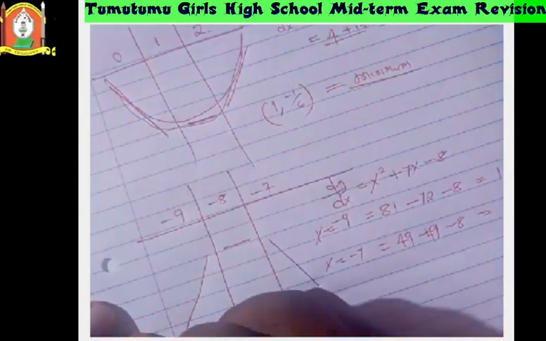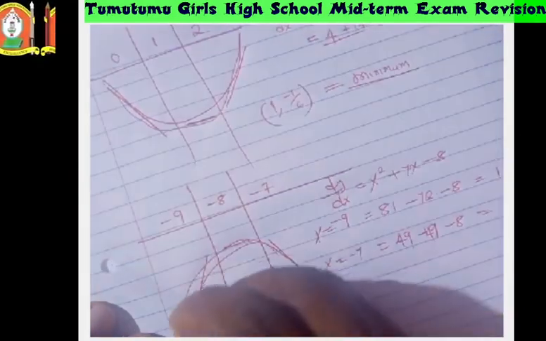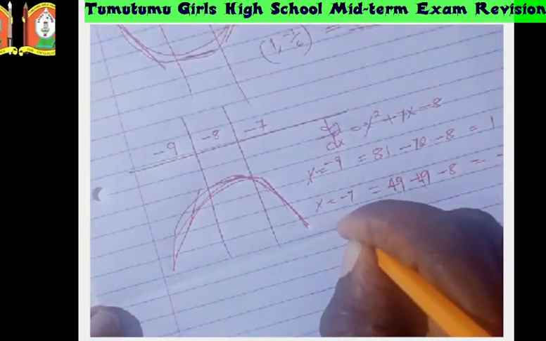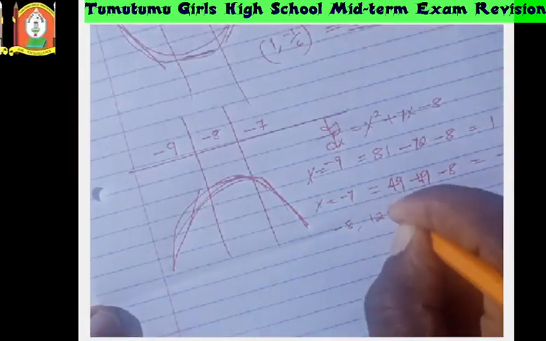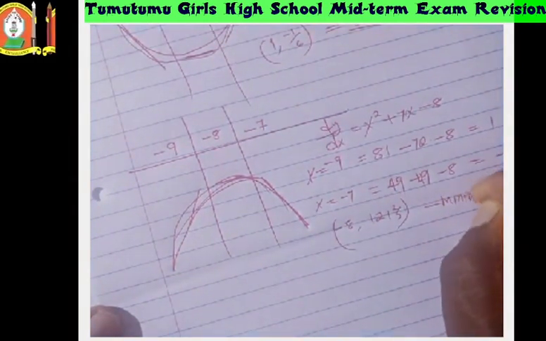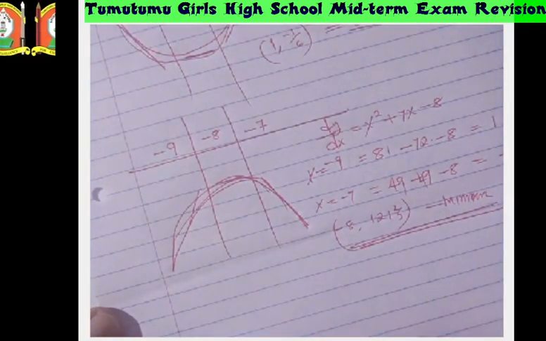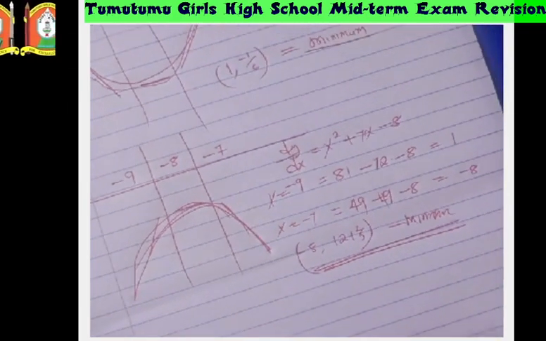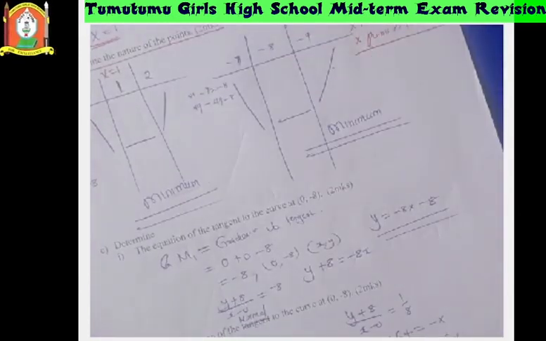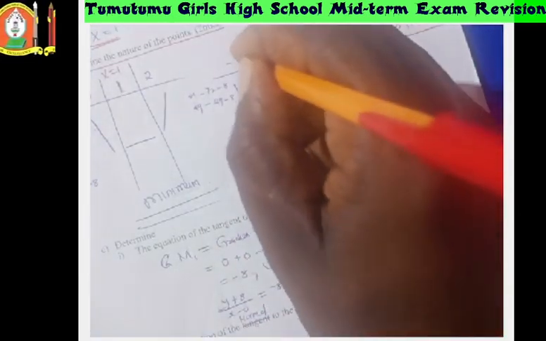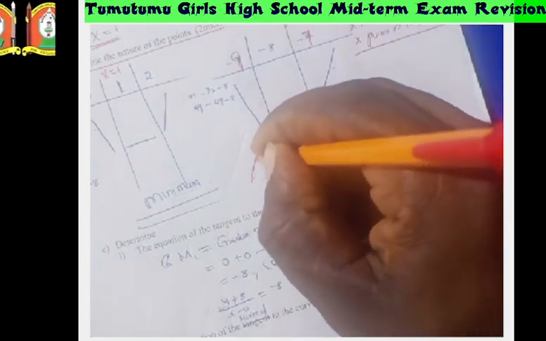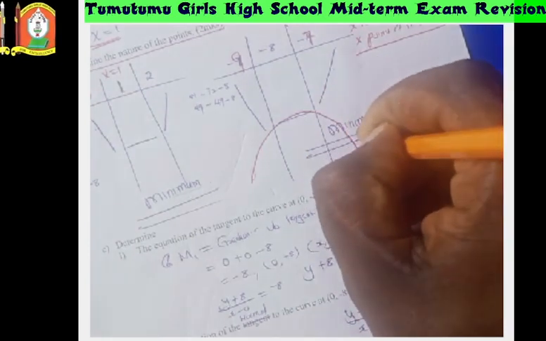It is negative. So which point is this? This is the point which confirms negative 8 and 121 and 2 over 3. So the 2 points: one is minimum, another one is maximum. There was an interchange of the signs, so it should be maximum.